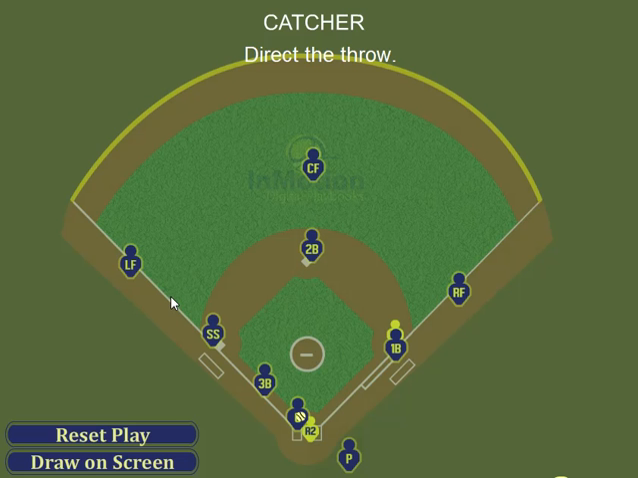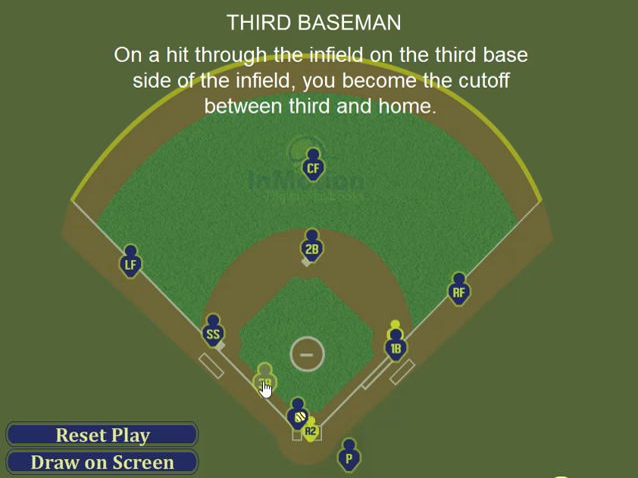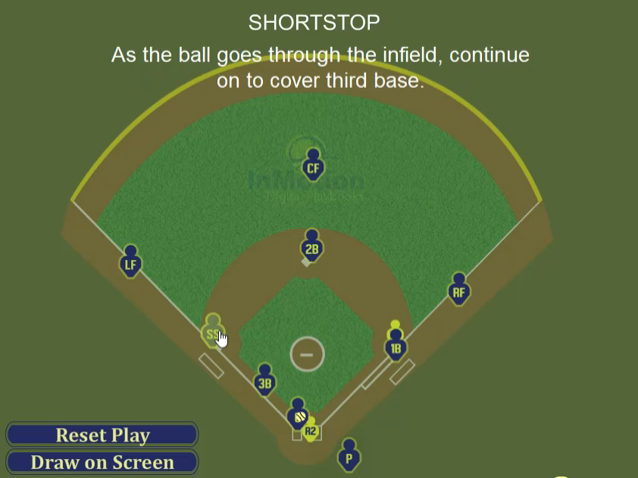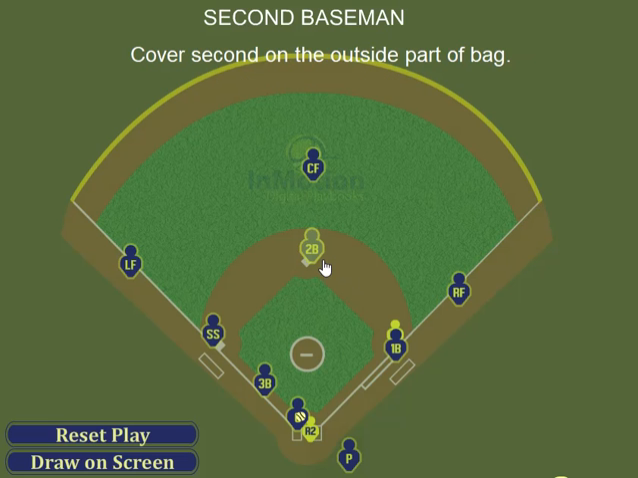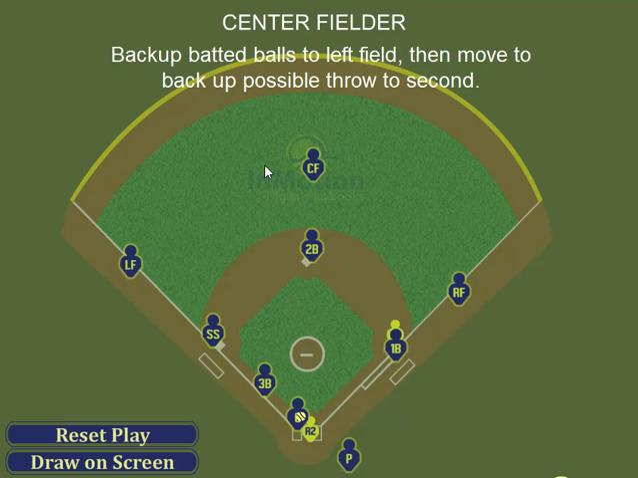Now, in terms of the infield, with a man on second and a basic infield hit in the left field area, the third base now becomes the cutoff. Shortstop covers third. Second baseman covers second base. Our other outfielders, you have your center field who would initially be tracking to back up, but then is going to come back in case there's a play at second, and right field is going to be backing up over at first just in case there's a play at first.